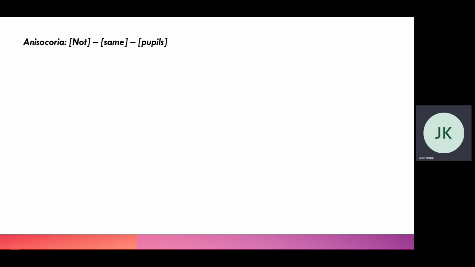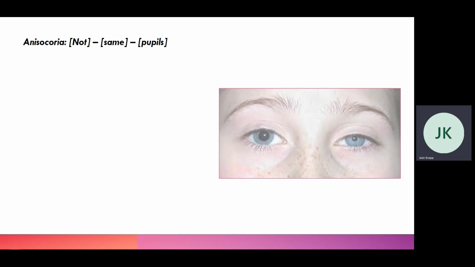Anisocoria. An means not. Iso means the same. Coria in Latin actually means skin, but in this case, it applies to the eye, so it means pupils. So pupils that are not equal.